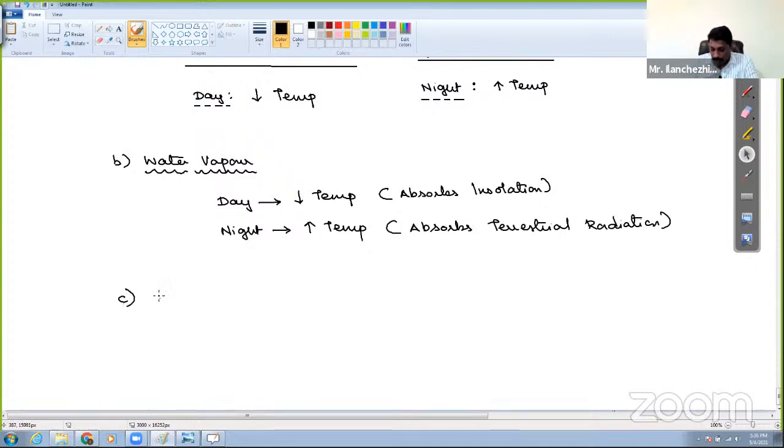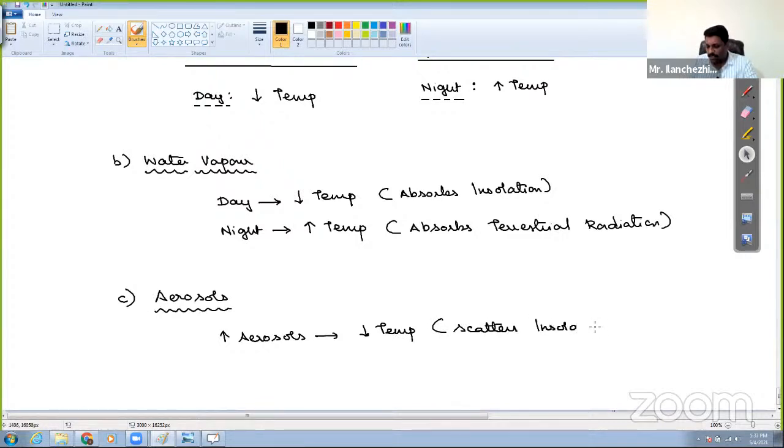And finally, after water vapor, when I talk about aerosols, my friend. Aerosols have the ability to affect only the insolation, right? The more the aerosol, the more the temperature is reduced. Only in the daytime, my friend, because it scatters insolation. Terrestrial radiation is not affected by aerosols, my friend.